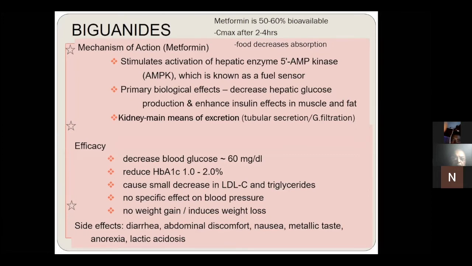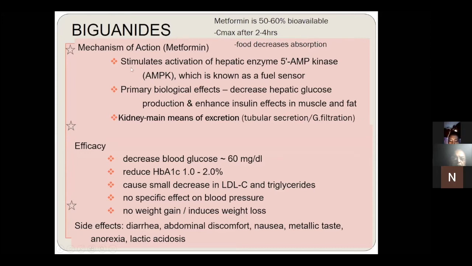It causes hypoglycemia. The most common drug we use, and possibly the first drug to be used, which has better cardiovascular protection and also protection of the vascular tree, is metformin. It is one of the drugs which reduces glucose variability and protects the pancreas also. Metformin is around 50 to 60% bioavailable. It reaches Cmax after around 2 to 4 hours.